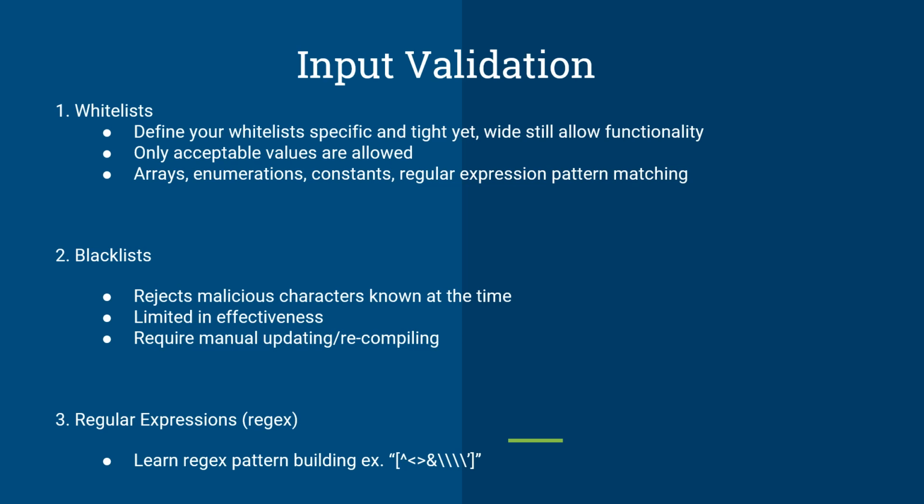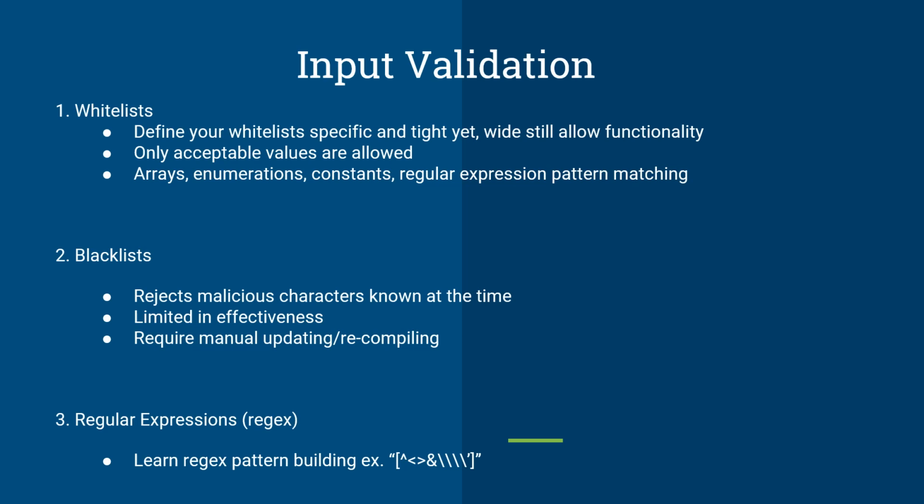That's just one example. So obviously we have gone through whitelists, and what they do is they only allow acceptable values to pass through. And this acceptable value can actually be defined in an array, enumerations, possible constants defined in the header or common area, and also regular expression pattern matching.